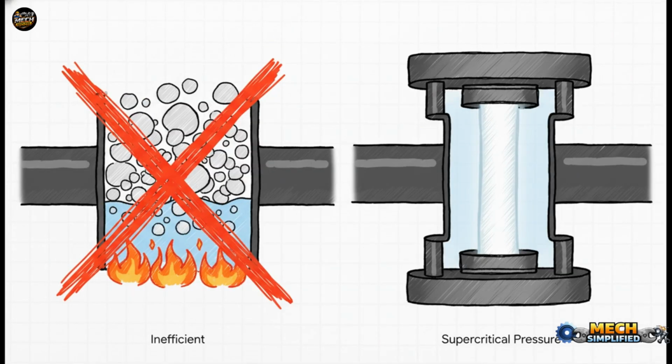Well, the answer, it turns out, is to just push the water way past its normal limits. You take it to these incredibly high, they're even called supercritical pressures. And when you do that, you can actually force it to change state from a liquid to a gas instantaneously. And the key part? No bubbling at all.